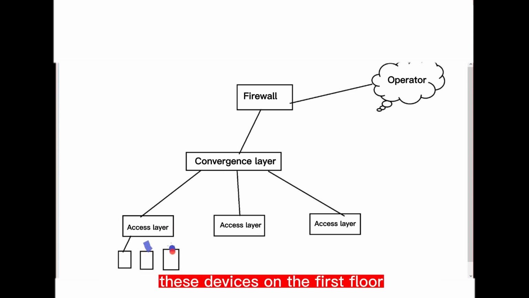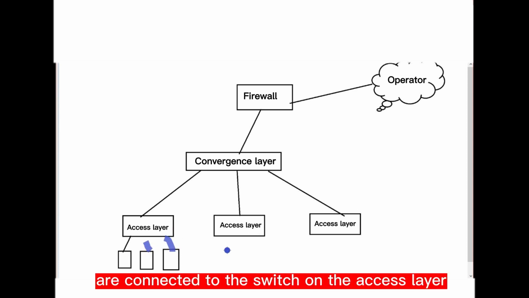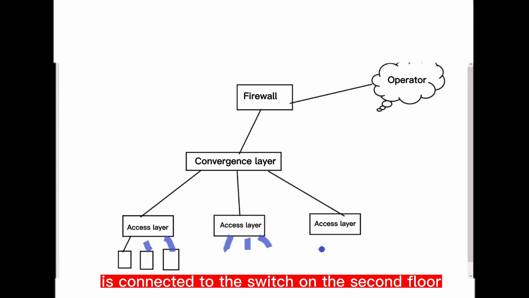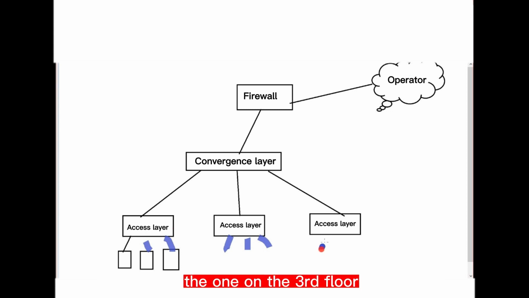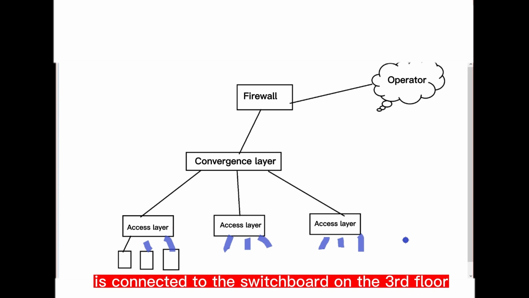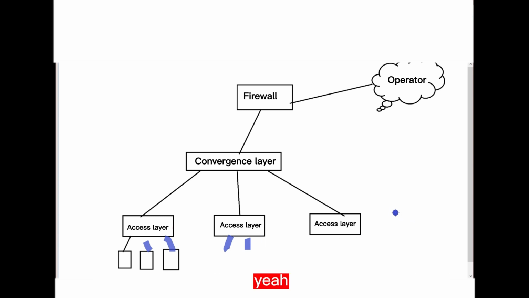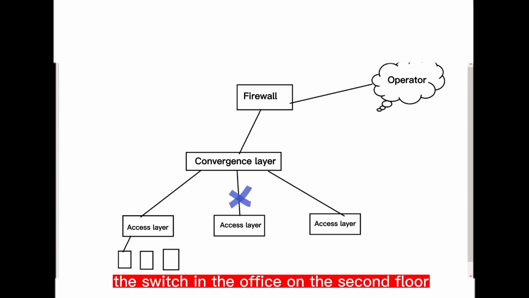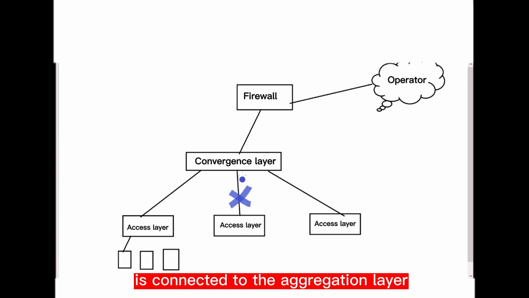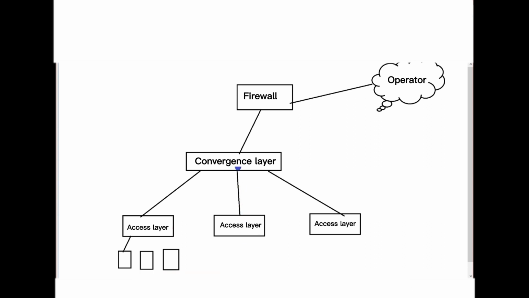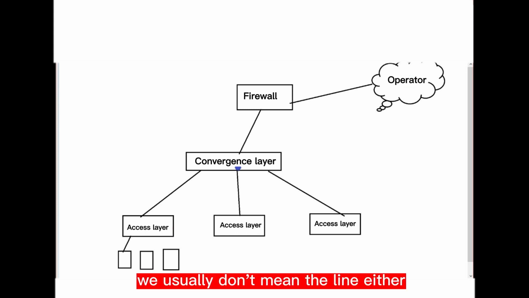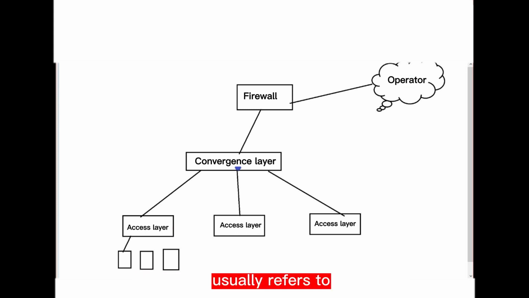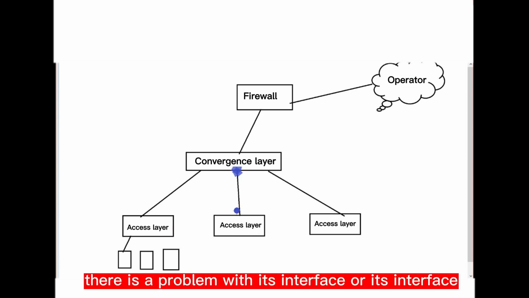These devices on the first floor are connected to the switch on the access layer on the first floor. The equipment on the second floor is connected to the switch on the second floor. The one on the third floor is connected to the switch on the third floor. There is a single point of failure problem. The switch in the office on the second floor is connected to the aggregation layer with only one line. If this line breaks, we usually don't mean the line itself. Usually it refers to, for example, a problem with its interface or the other end's interface.